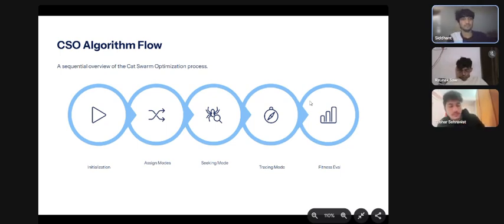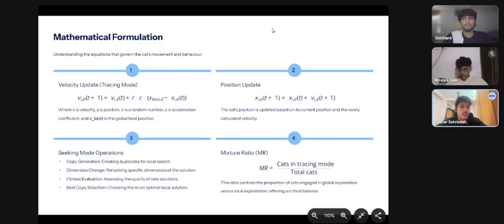Next slide. Now we are going to have a look at the mathematical formulation. So first is the tracing mode. Here we are going to update the velocity of the cat depending on its current position. So Vi here represents the current velocity of the cat. Xi represents the current position. X best represents the global best position of the cat. C represents acceleration. R is a random number between 0 to 1.